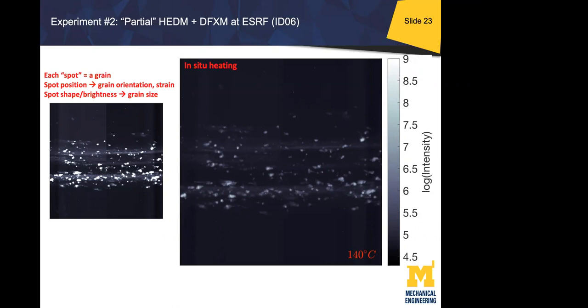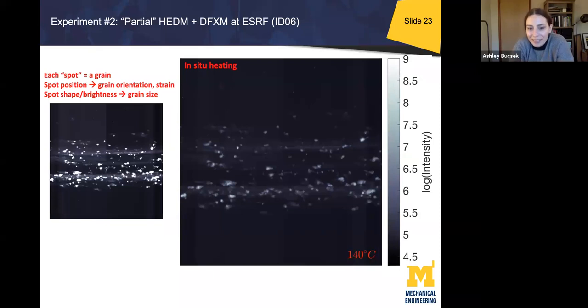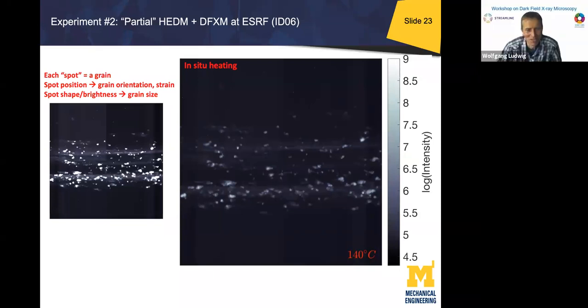Yeah, that was just a comment, but it was also absolutely great that it's actually even got a use in the in situ experiments. Yeah, I'm looking forward to it. It looks like the dream technique, looking at heavily deformed material and still being able to resolve subgrains. This looks like a perfect technique.